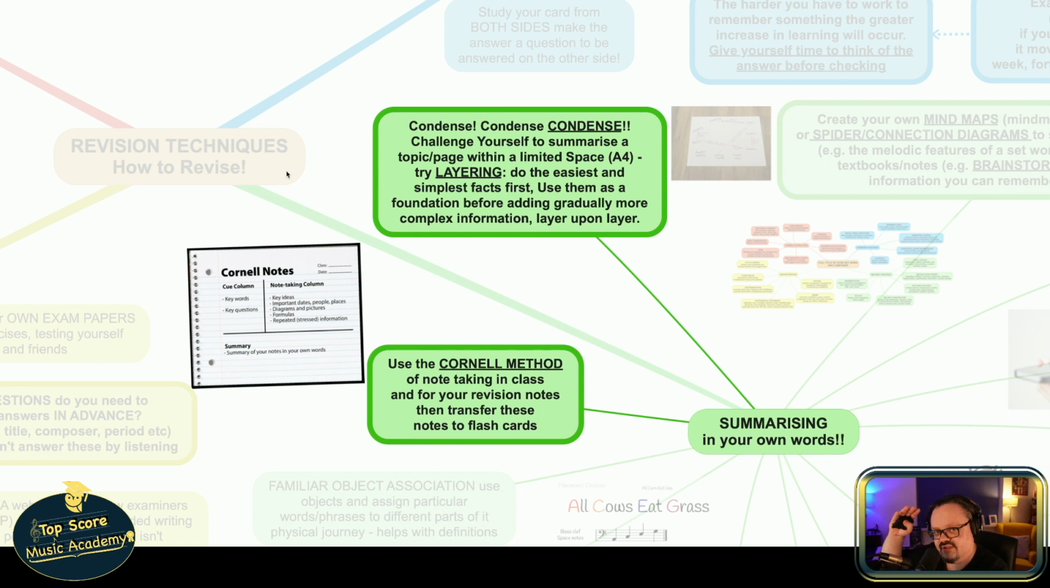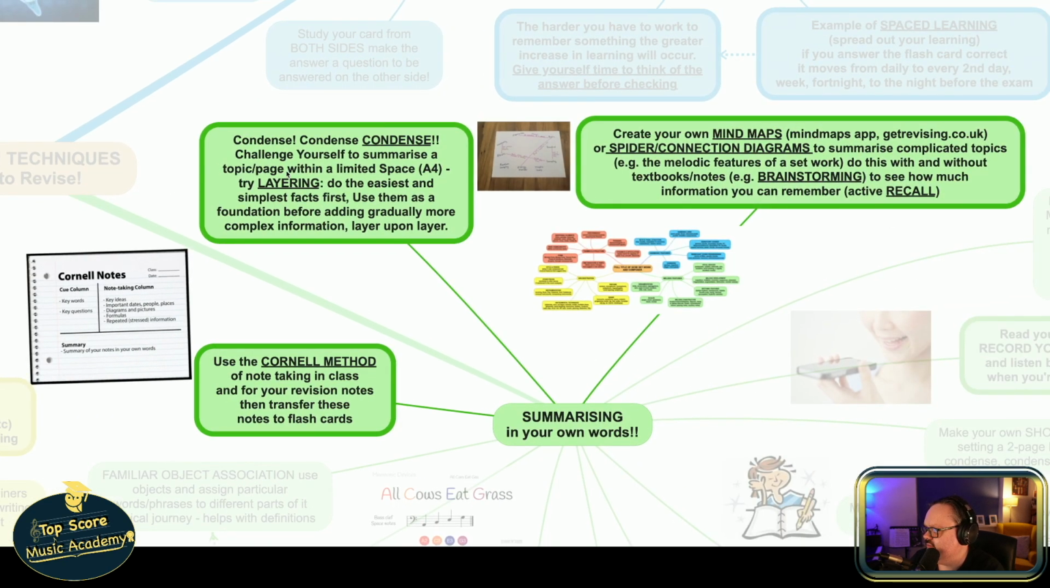Start at the top with the easiest stuff, and as you go down the page, it gets more and more detailed. Or indeed, start in the middle and work your way out, like a spider diagram or a mind map or something. So layering is an excellent way of doing it. Speaking of mind maps, yep, create your own mind maps.